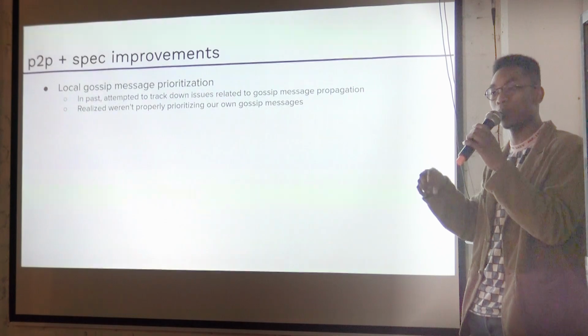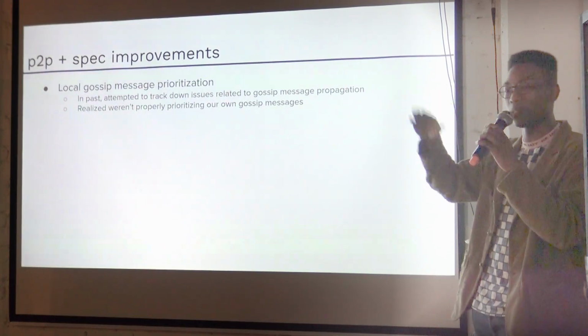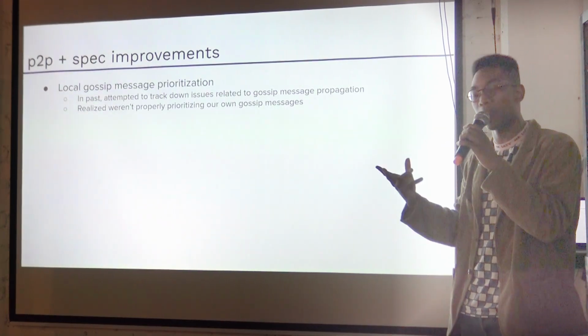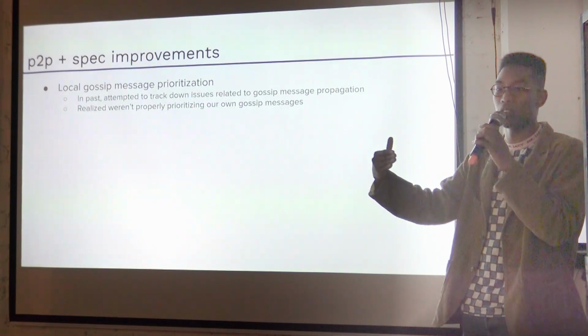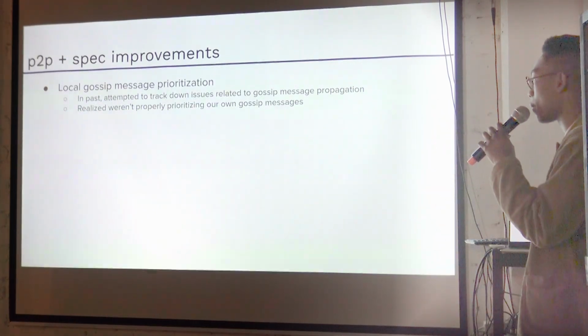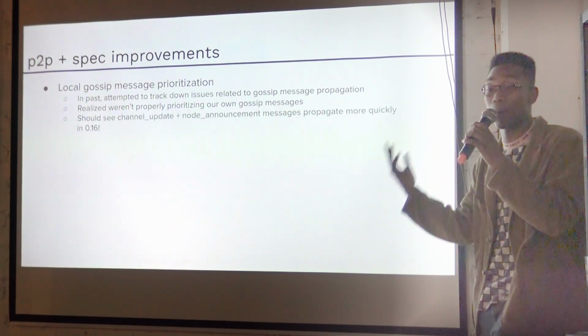Meaning that even though a user would say, okay, I'm updating my fee because I'm rebalanced, or I want to increase my cost because someone's undercutting me, we weren't properly prioritizing our own gossip messages. So now we have this priority queue to make sure we're sending out our own messages to other nodes, ensuring that things are propagated a lot more quickly. As soon as people update, they'll start to see things propagate a lot more quickly as well.